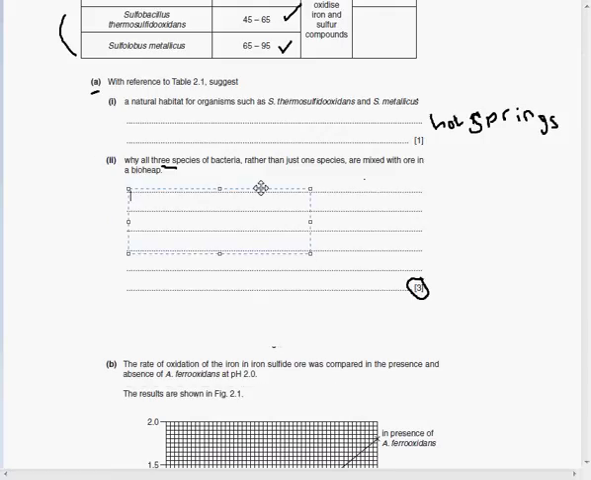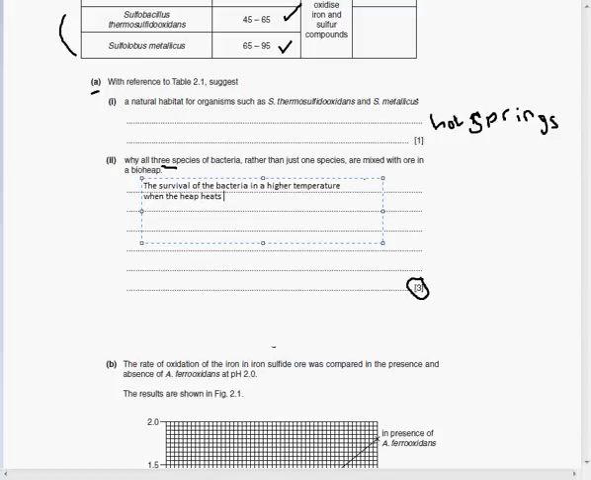We know that this heap normally heats. So the survival of the bacteria in a higher range, in higher temperatures, when the heap heats up. The heat heats up, and so the production increases. The oxidation process increases. The production of what? Of gold, because more oxidation, more oxidants will be present.